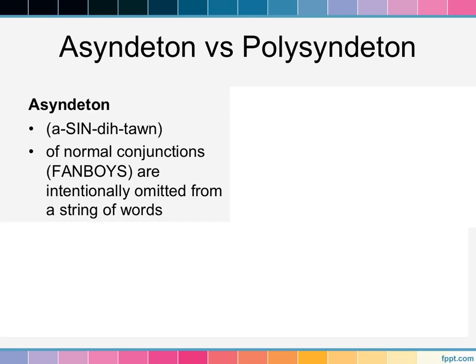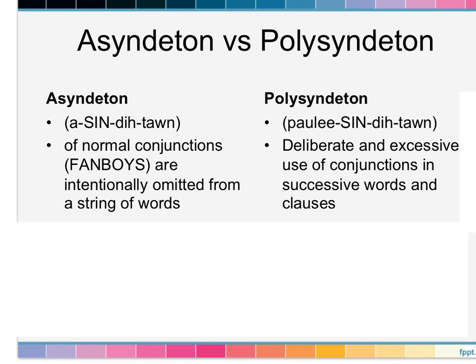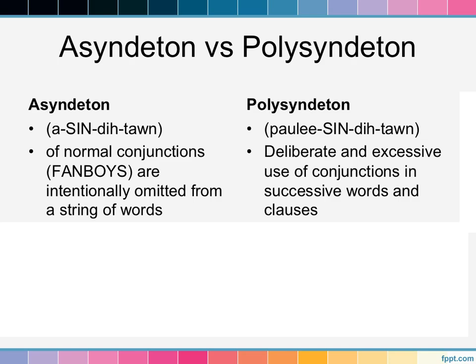Okay, the next two are new. Asyndeton and Polysyndeton. This is about the conjunction structure in the way that it's written. Asyndeton is when normal conjunctions are intentionally omitted from a string of words. So we're going to look at that here in just a second. The other one that I want you to know is Polysyndeton, and this is sort of the opposite because Polysyndeton is the deliberate and excessive use of conjunctions.